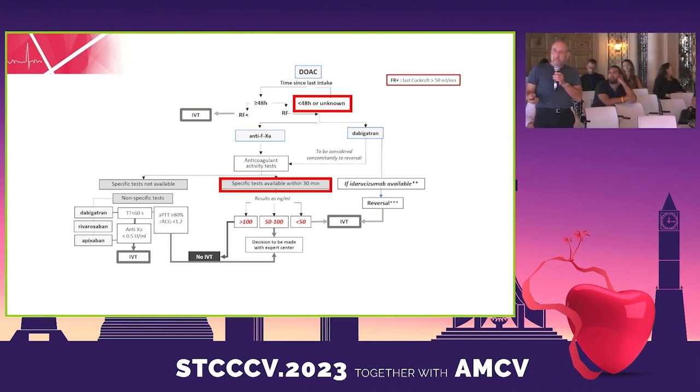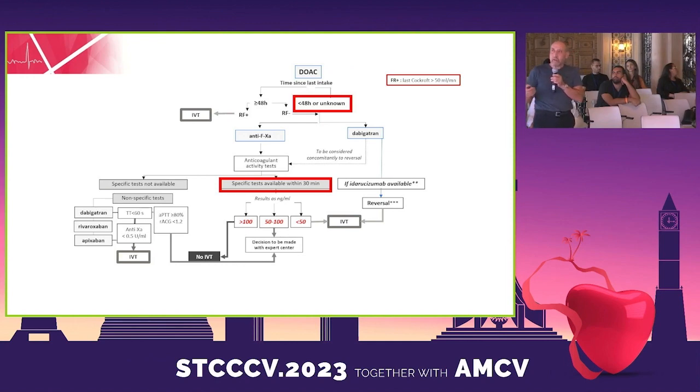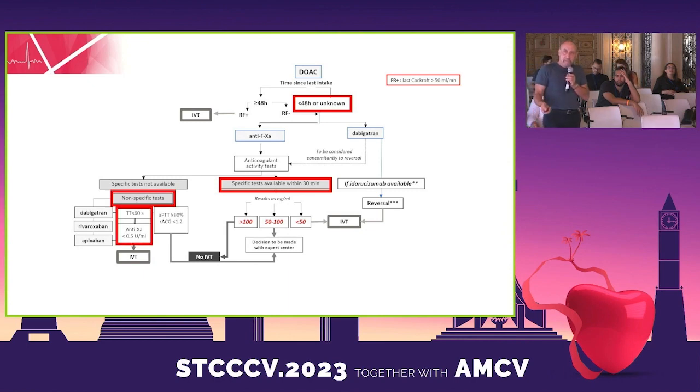The best specific anticoagulant tests are the specific dosages of DOAC. Below 50 nanograms per milliliter, IVT is allowed. But specific dosages of DOAC are not widely available, so we have to fall back to non-specific tests, in this case thrombin time or anti-Xa activity, or in a more usual way, PTT or PT.